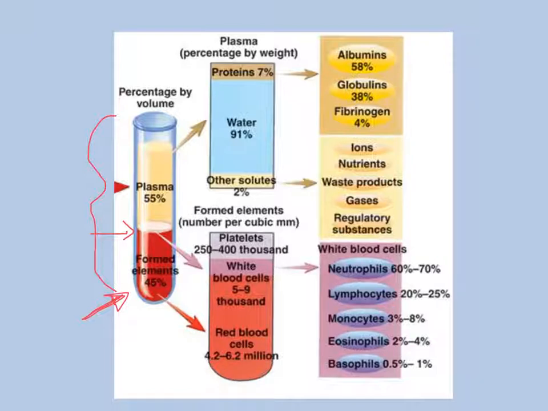I'm not going to go over them in particular, but you might want to take a look at it and take a look at the numbers. These numbers for platelets, white blood cells, and red blood cells are numbers per cubic millimeter, also known as a microliter.